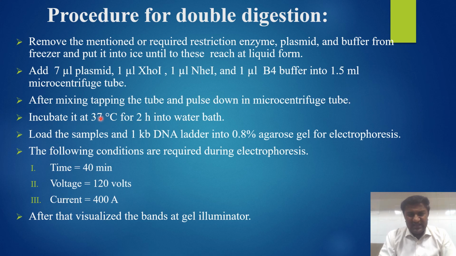Incubate it at 37 degrees centigrade for 2 hours in a water bath. Load the samples and 1 kb DNA ladder into 0.8% agarose gel for electrophoresis. The following conditions are required during electrophoresis: time 40 minutes, voltage 120 volts, current 400 amperes. After that, visualize the bands at the gel illuminator.